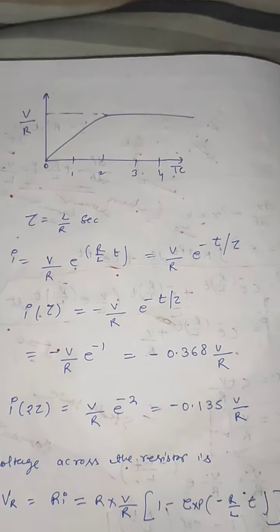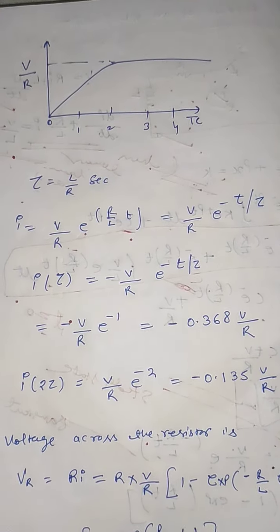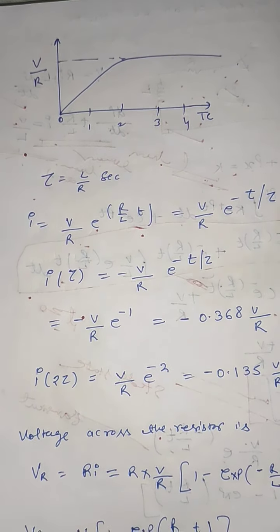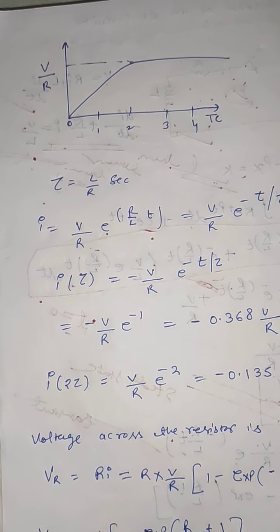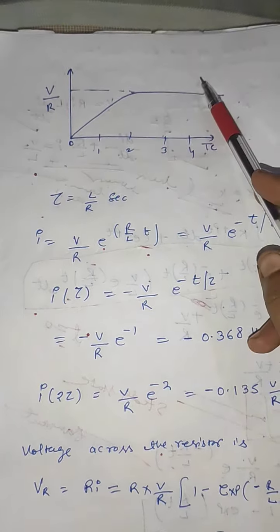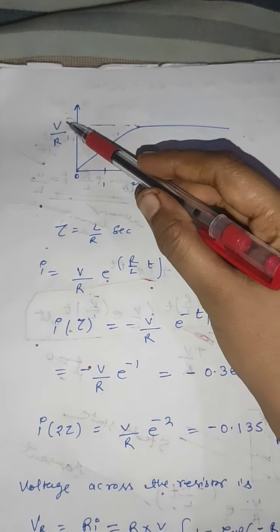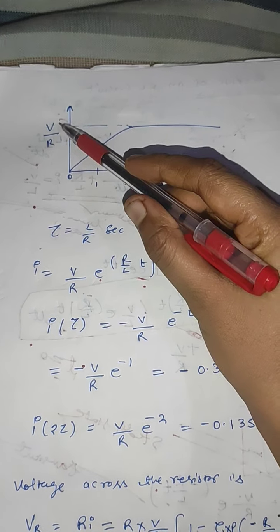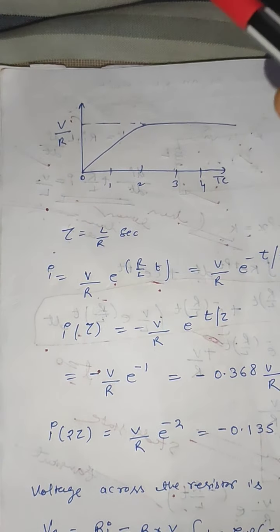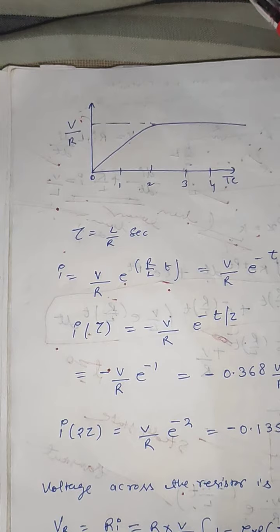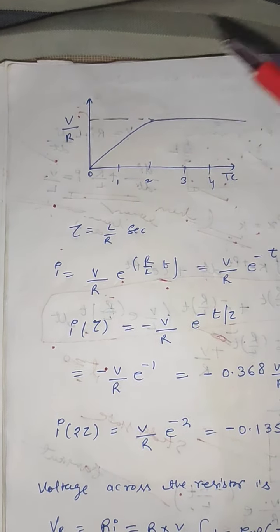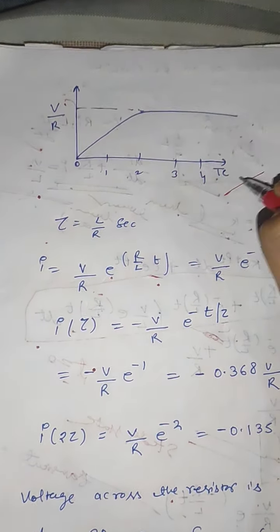So when S is closed, the response reaches the steady state value after a time interval. So V upon R is the steady state, and the response reaches the steady state value after the time interval. This is the figure.